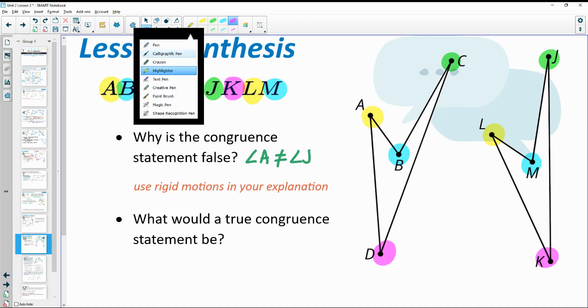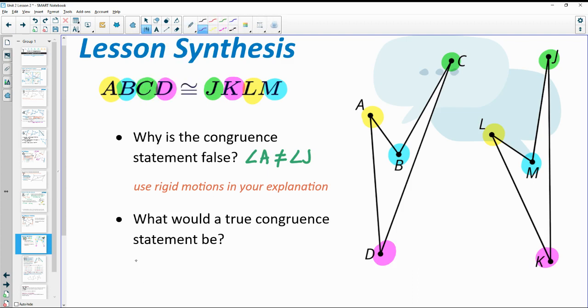So they need to be written in the same order. If we're going to go A, B, C, D, that is congruent to, so A goes with L, B goes with M, C goes with J, and D goes with K. So just make sure you write them in the correct order. Which ones would each one land on?